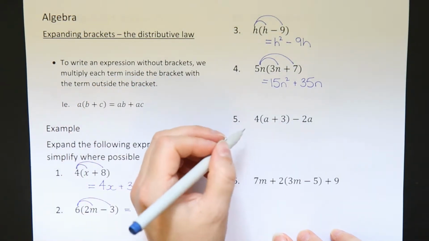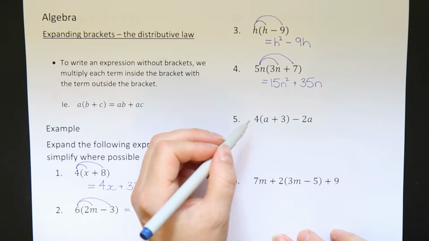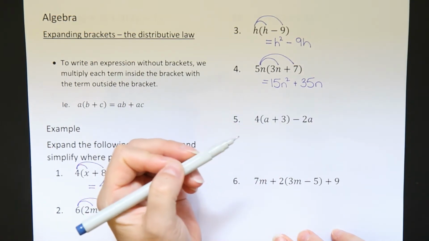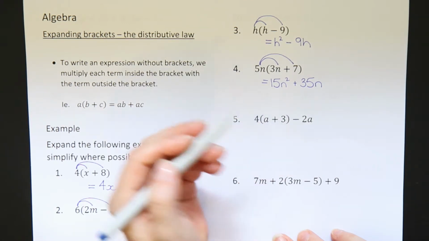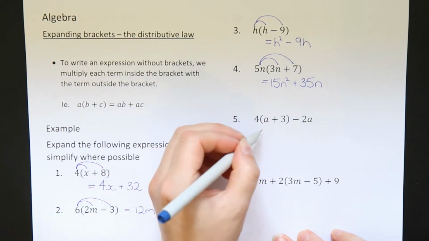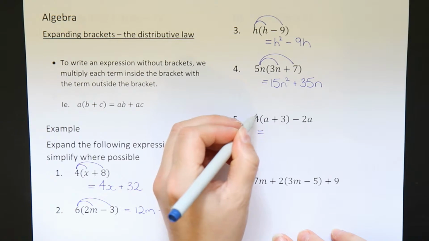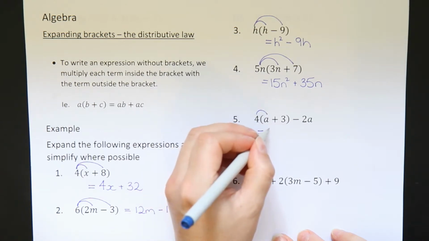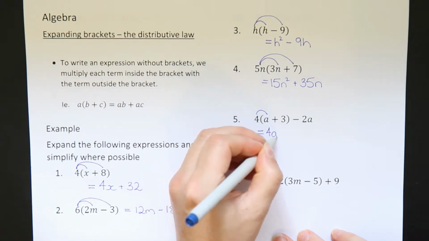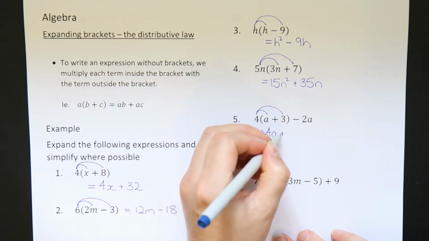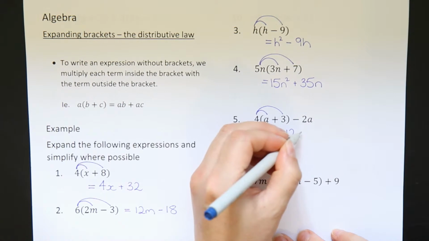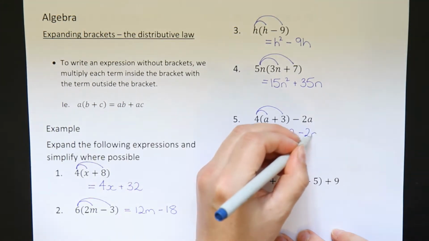Okay, question 5, we're stepping this up a little bit to make it a little bit more complicated. We've got an extra term out here, but it is not part of what's going on up here with the brackets. It's just sitting down the end. So first of all, we expand the brackets. 4 times a is 4a. Then 4 times the 3, 4 3s are 12. And I just have the minus 2a sitting there.